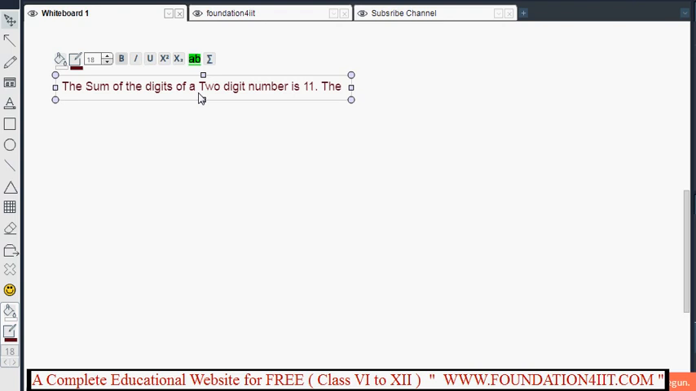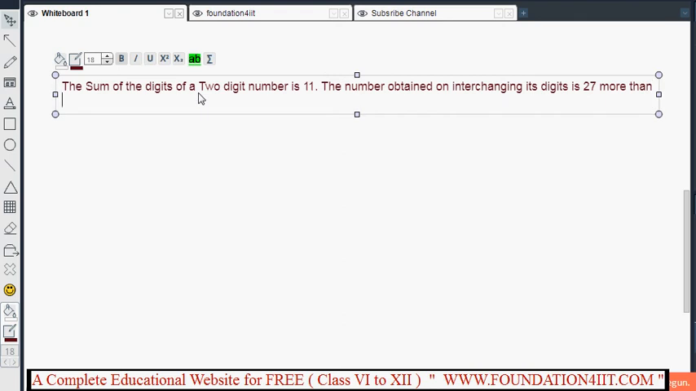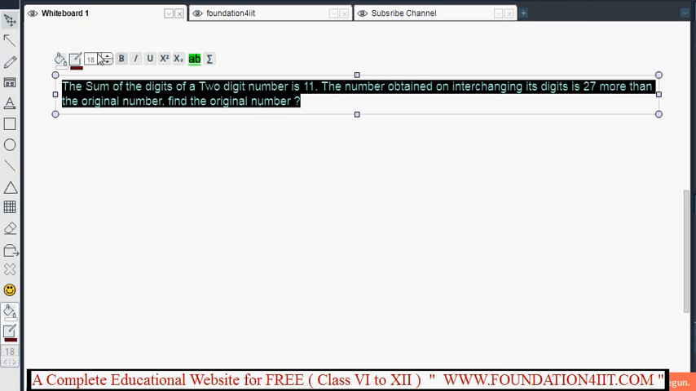The number obtained on interchanging its digits is 27 more than the original number. Then find the original number. So original number value we need to find out now. So I'll enlarge.